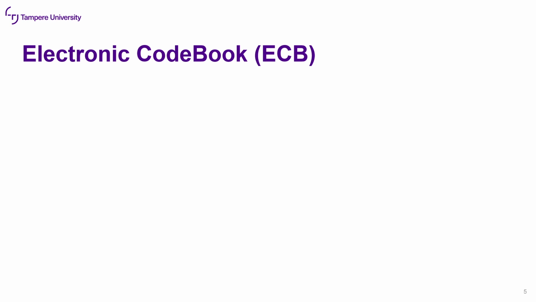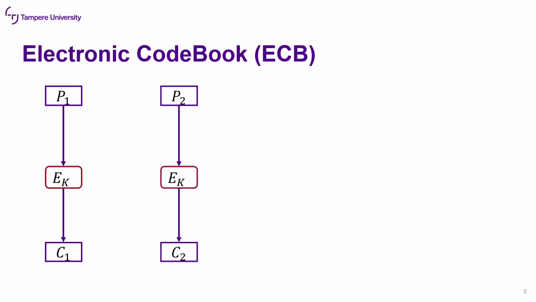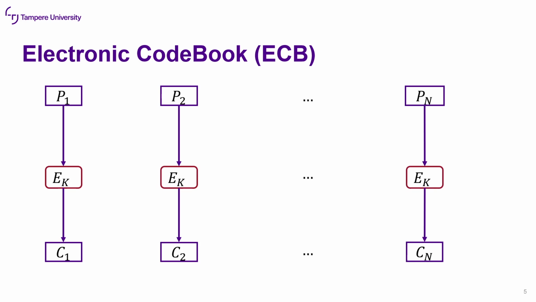The first one we're going to talk about is the electronic code book, known as ECB for short. It is the most simplistic and most straightforward encryption mode, and it only requires the plaintext and the key. In this case, the plaintext is divided into separate plaintext blocks, and then each block is encrypted using the encryption circuit, which produces a corresponding ciphertext block. This continues for all the blocks until we have the full ciphertext built.